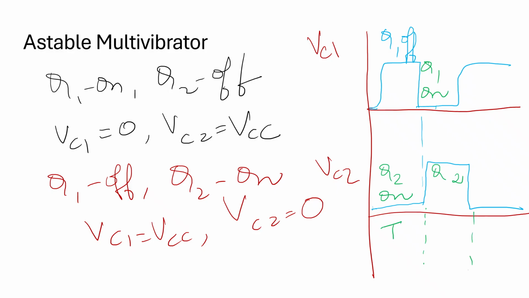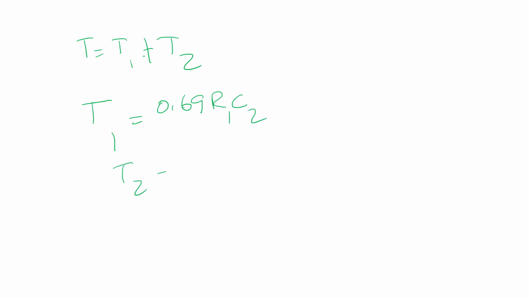During the initial time period, let us say T1, Q2 is on and Q1 is off, and T2 when Q2 is off and Q1 is on. So the total time period T is equal to T1 plus T2, where T1 is equal to 0.69 times R1 C2 and T2 is equal to 0.69 times R2 C1.